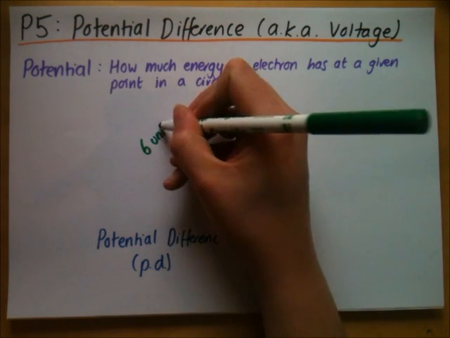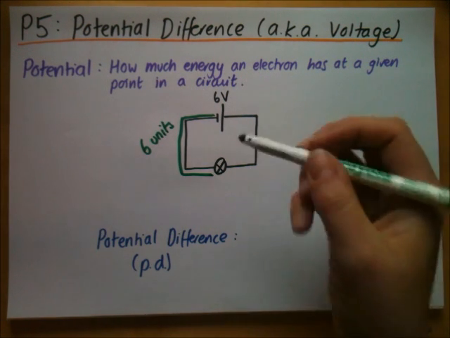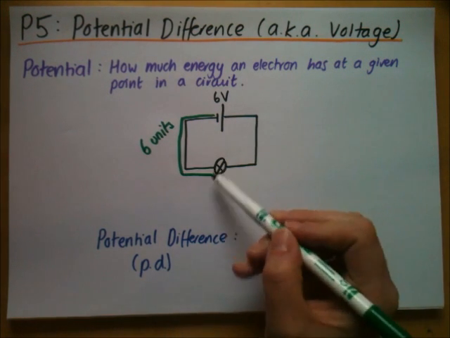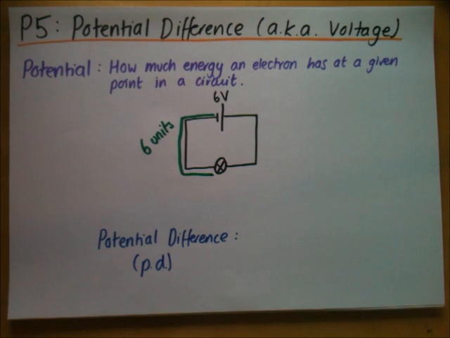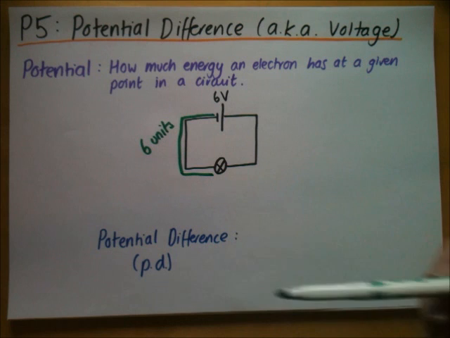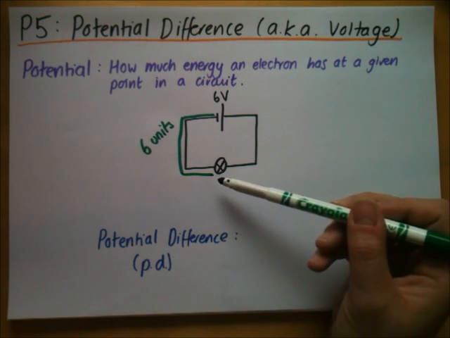It's like if you go to the shop and you buy 6 apples, the shop is your battery, you bought 6 apples and you're carrying your 6 apples around. You then get somewhere that you need to give those apples to. So maybe you're buying 6 apples for your grandmother and you get to your grandmother's house and you give her those 6 apples. Here, the electron has its 6 units of energy, it gets to the light bulb and it gives the light bulb its 6 units of energy.